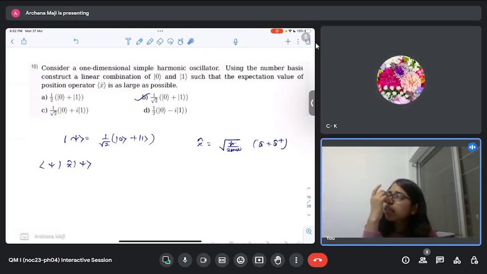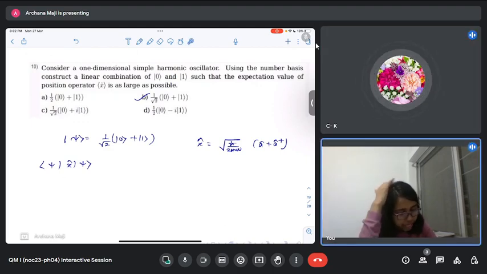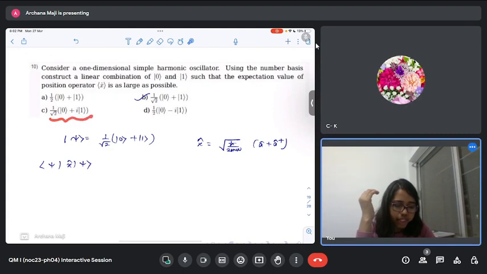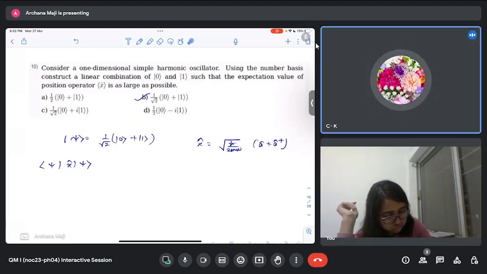But C is normalized, isn't it? Yes, it is normalized. The state has a one. But if you calculate the expectation value of x with respect to this particular state, you will get 0, and the expectation value of x with respect to this state will come out to be 1. Madam, please can you solve any one?